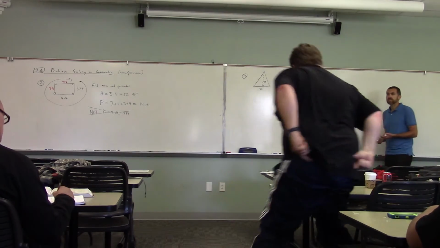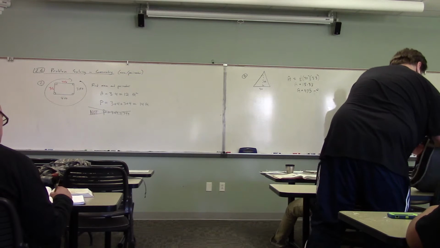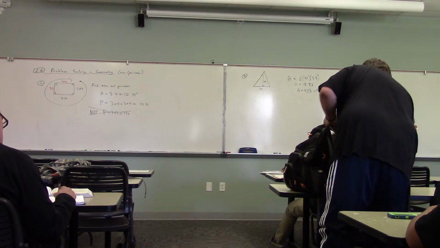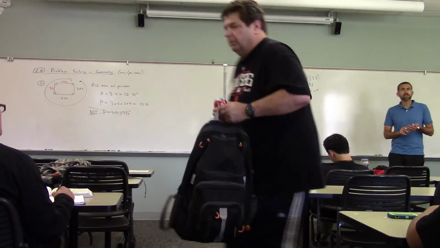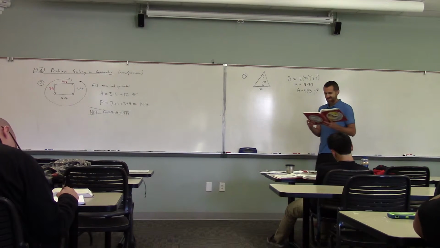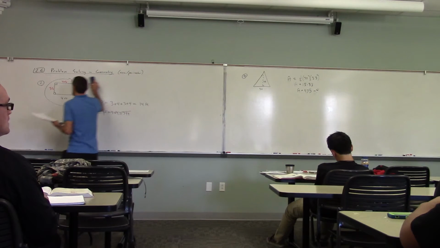The first one's where they say, here are the dimensions, what is the area? Here are the dimensions, what is the perimeter? Okay. It gets harder when it says, here's the area, find the dimensions. So for example, okay, number 8.